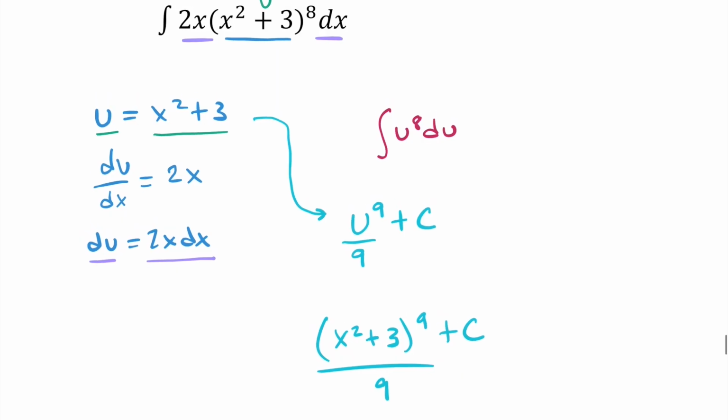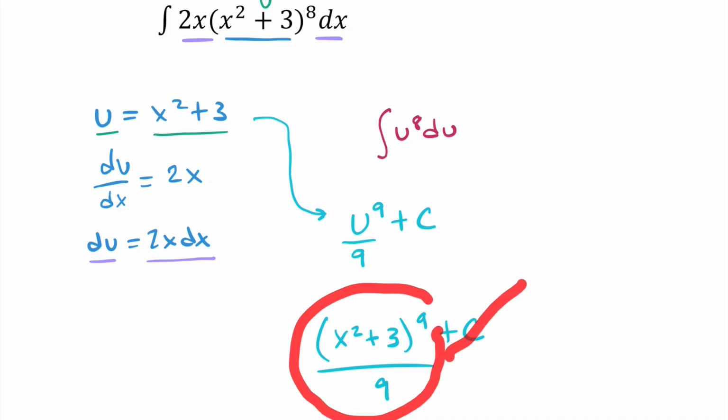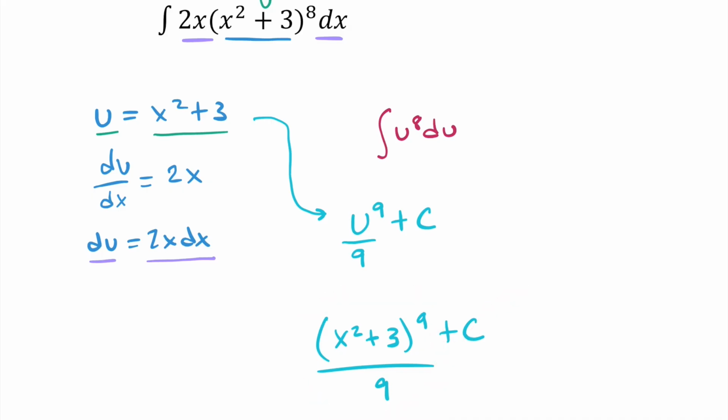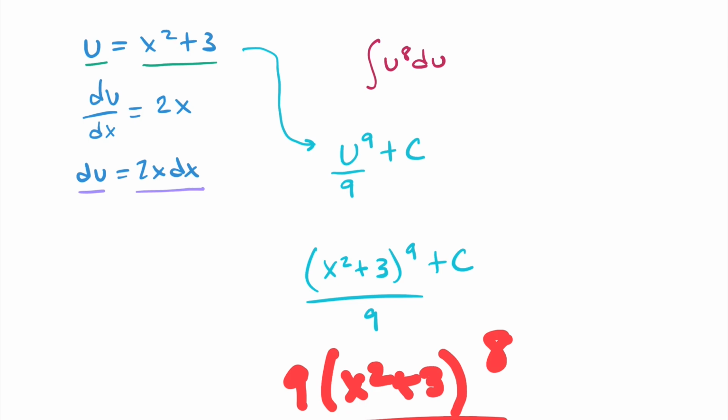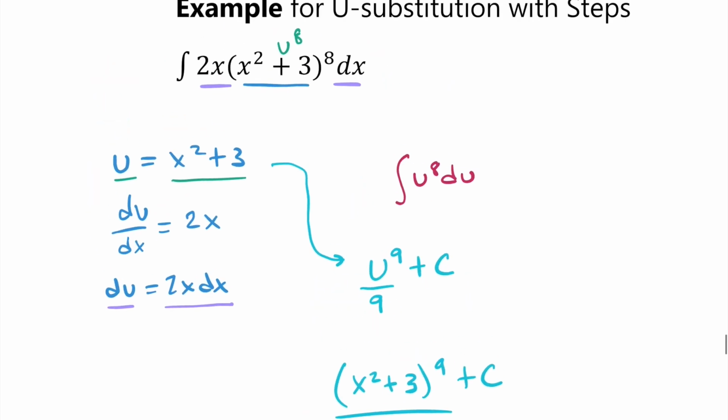If we want to check our work, we go to differentiate this. The c is going to go away. You would get 9 of these to the 8th power. The 9s would go away. And then when you attach on the chain link, the derivative of x squared plus 3 would be 2x. So the derivative of that would be this to the 8th power all over 9 times 2x. And that goes away. Boom.